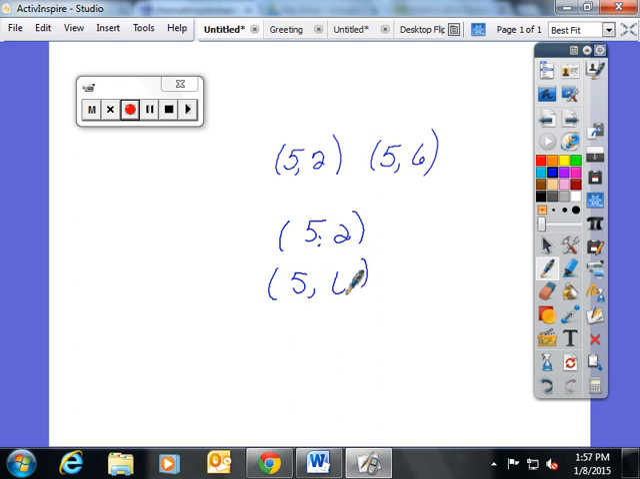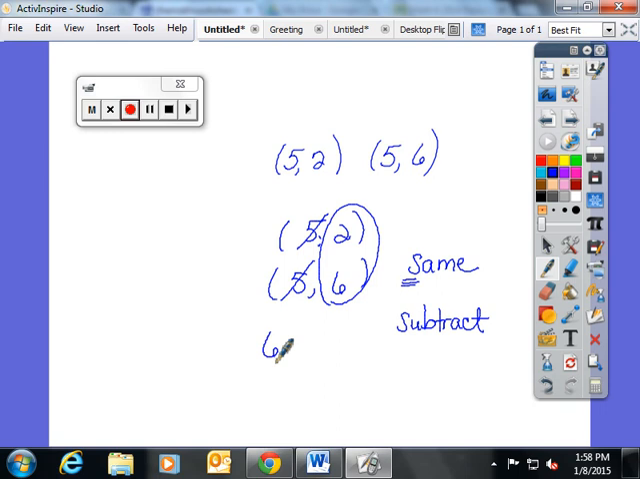Again, I line them up on top of each other. I cross out the coordinate they have in common. These 2 have the same sign. Same starts with the letter S. Same means subtract. We're going to subtract the absolute values of these. The absolute value of 6 is 6. The absolute value of 2 is 2. 6 minus 2 gives us a distance of 4.